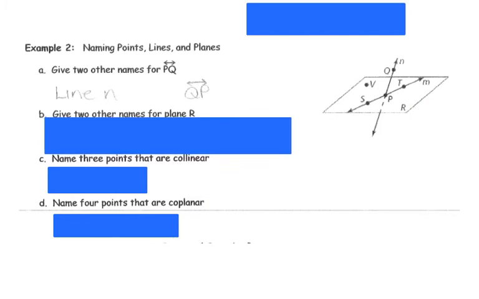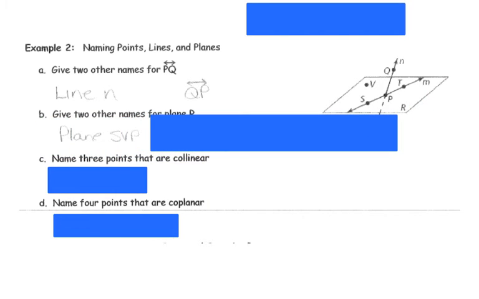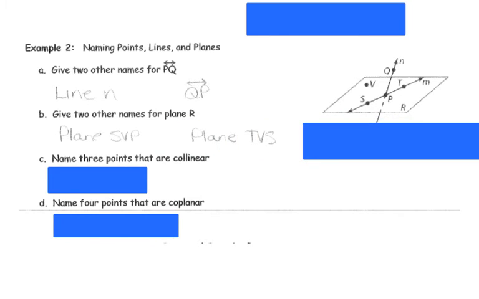Another name could be plane SVP. Notice I picked 3 different points, SVP. Notice all 3 of those points are not on the same line. Okay, so I can justify that. And plane TVS. Same situation. Make sure that the points that you picked are not all on the same line. So if you would have said SPT, that would have been no bueno. Those are collinear points. Not a good name for a plane.